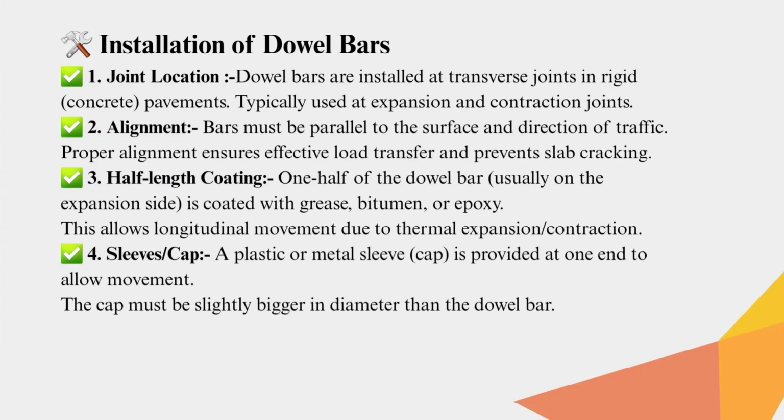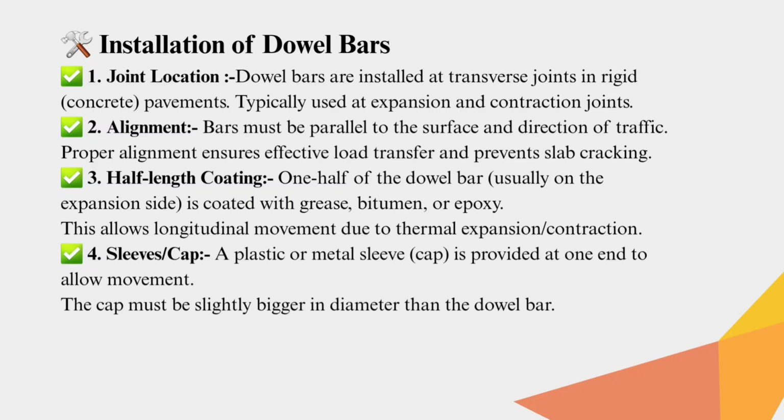There are many points involved in the installation of dowel bars, like joint location, alignment, half length coating, then sleeves or we can say the cap. Then fixing methods are there, like cast in place method or drilled in method, and the cover and the concrete placement are also involved. So we'll check all this in detail.